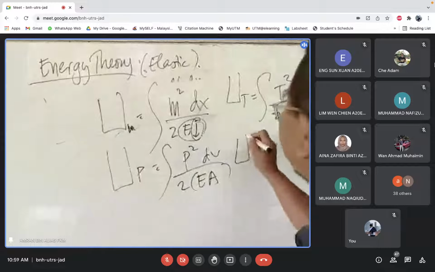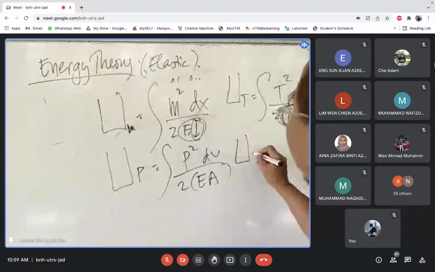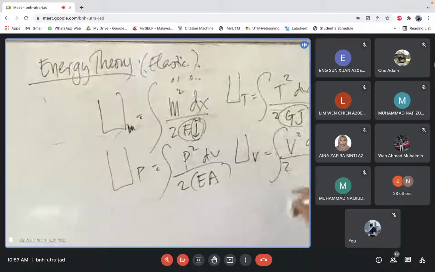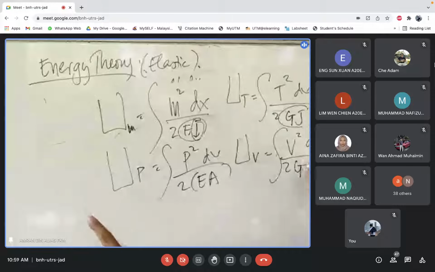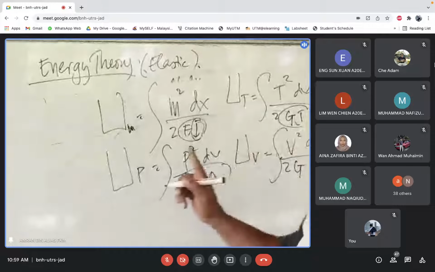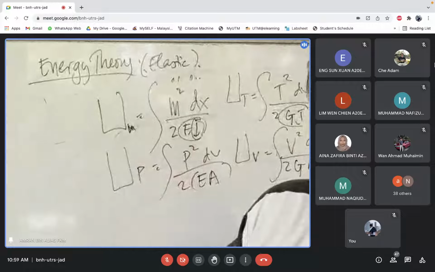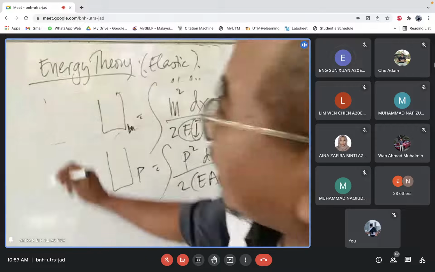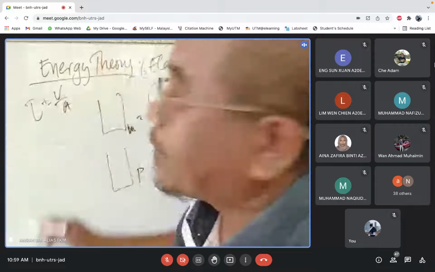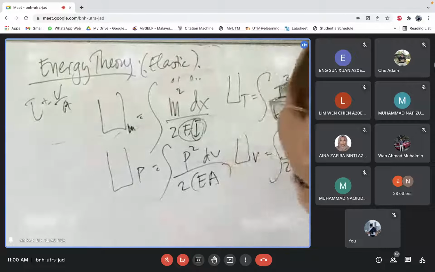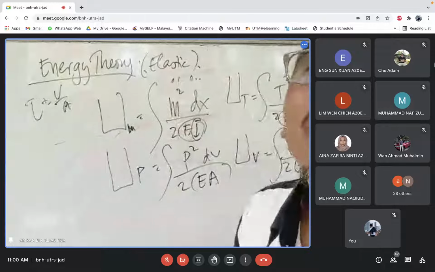And then what is the energy from the shear V? It must be V squared dx over 2. The shear must use G, and the cross section is not J but A. Are you with me there? Yes. Tau is equal to V over A, right? So this is how you calculate.